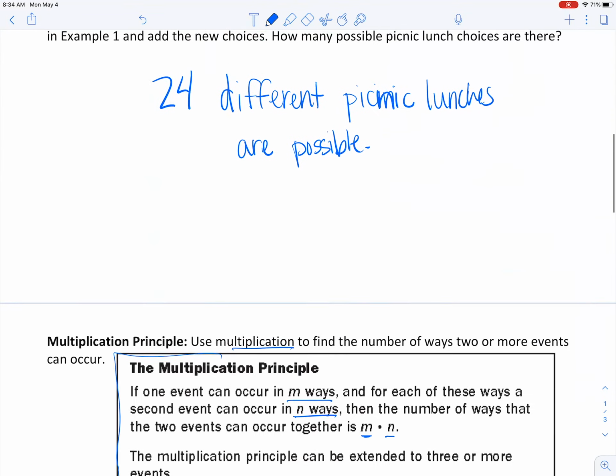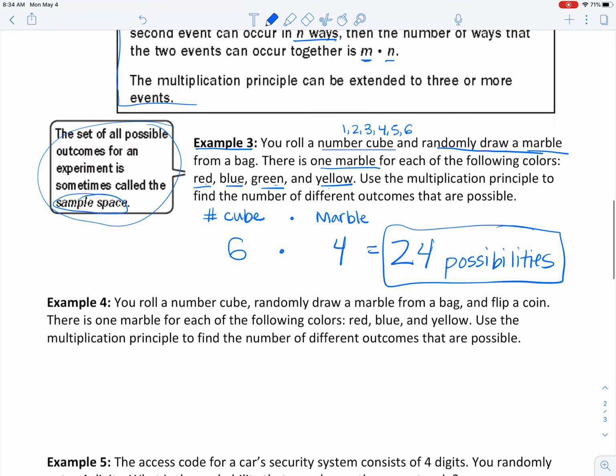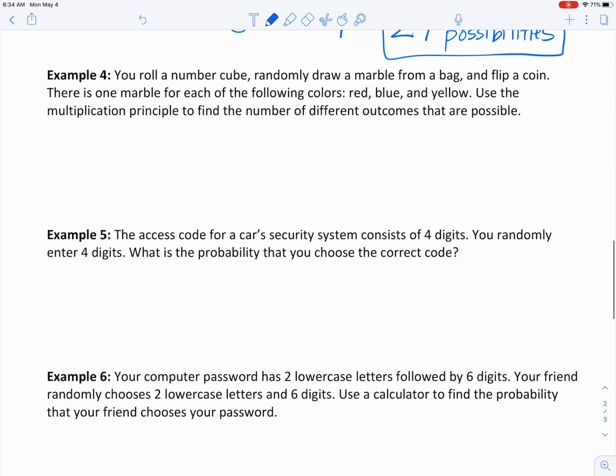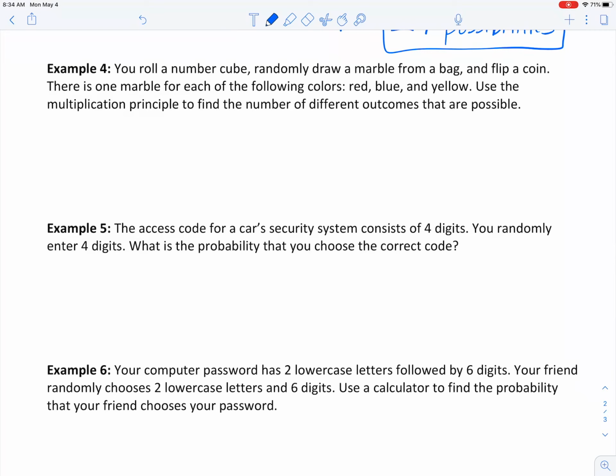Okay, so that was much quicker than having to draw one of these tree diagrams. But I have to say, I like the tree diagram because it really does give you that visual, but this way is way quicker.